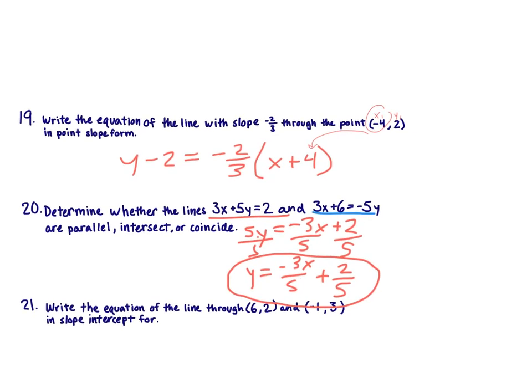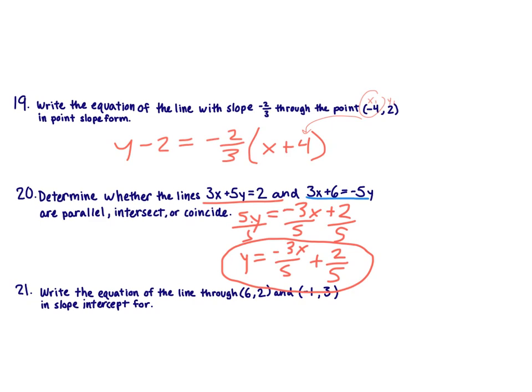Let's look at the second one. We just divide by negative 5. So we have y is equal to negative 3 over 5 x minus 6 over 5.